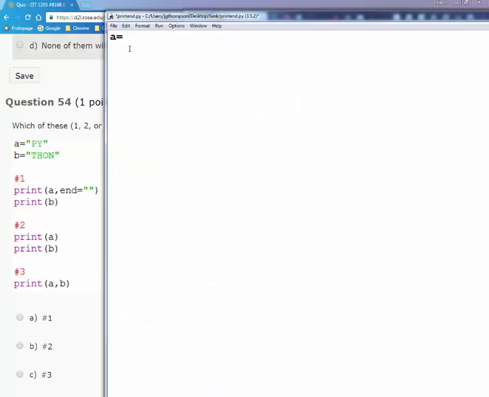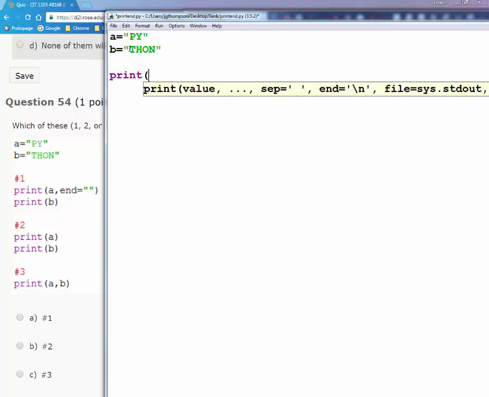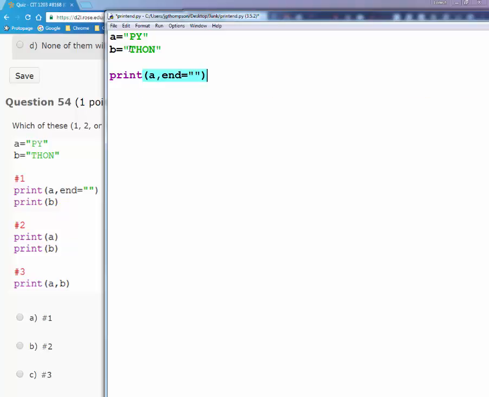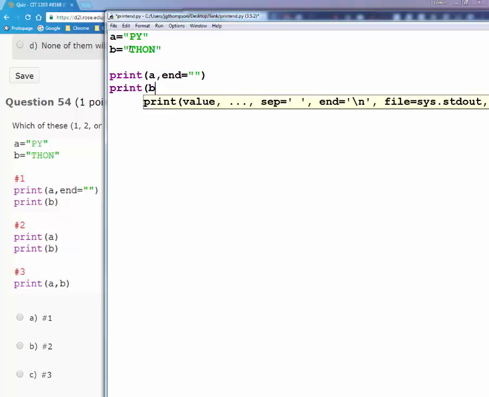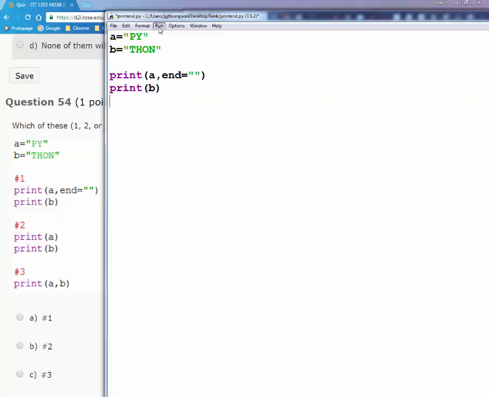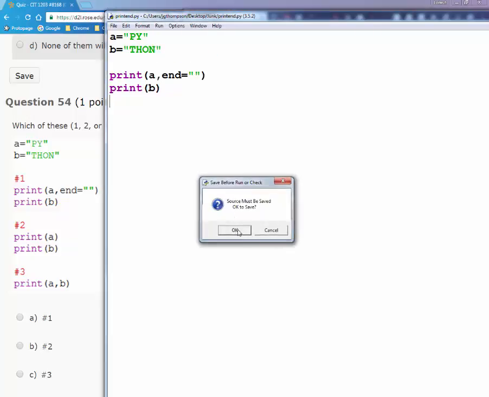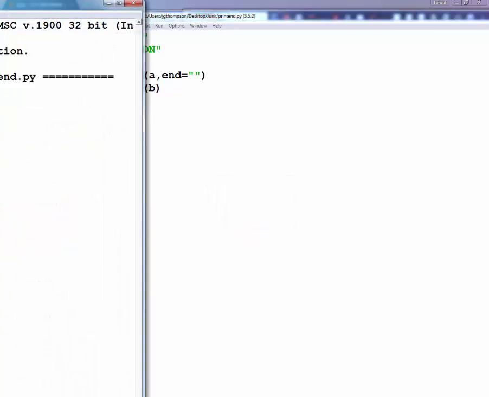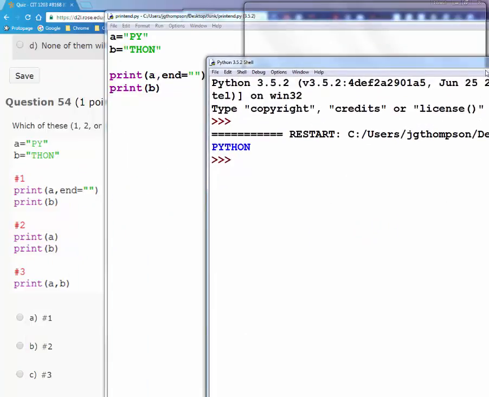So A is equal to something, B is equal to something else, print A, end equals that, and then print B. Then when we run this, it prints out the word Python.